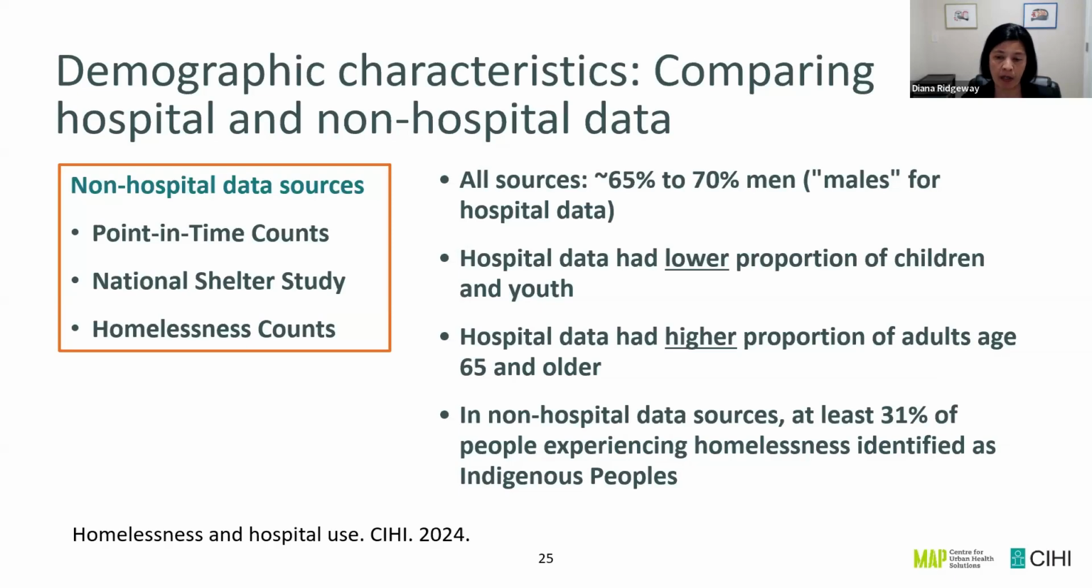In the three national non-hospital data sources, they did collect information about Indigenous identity, and they found that across these sources, at least 31% of people experiencing homelessness identified as Indigenous peoples. Since 5% of people living in Canada identified as Indigenous peoples in the 2021 census, this highlights that Indigenous peoples are disproportionately affected by homelessness in Canada.